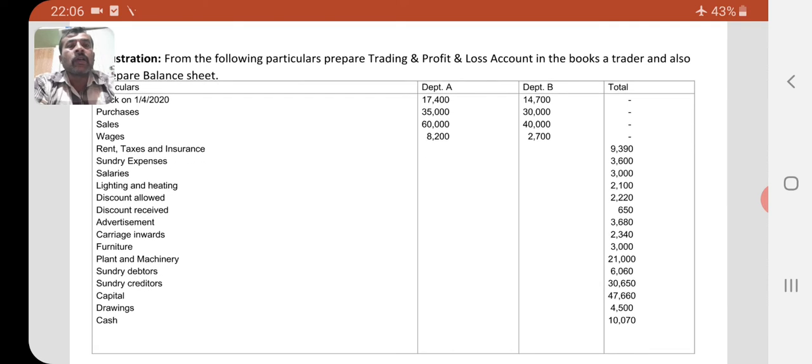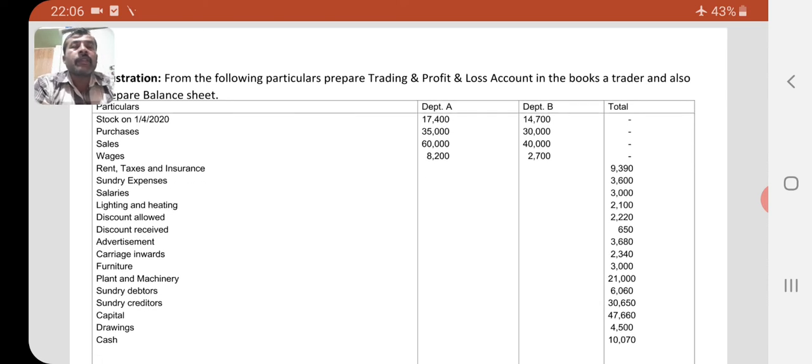So first, we will read the information which is given in the problem or illustration. From the following particulars, prepare trading and profit and loss account in the books of a trader and also prepare balance sheet. Here there are two departments in this firm, Department A and Department B. So what are the expenses relating to that particular firm, and some of the ledger account balances are given in this illustration.